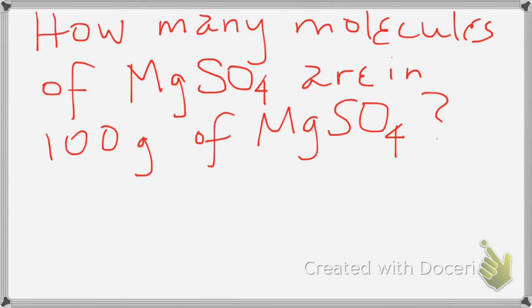So, what do we need to know in order to do this? You need to know the formula weight. We also need to know what Avogadro's number is, which they like to give the capital N. And we're already given the mass, 100 grams. Okay, so let's go to our handy dandy periodic table.